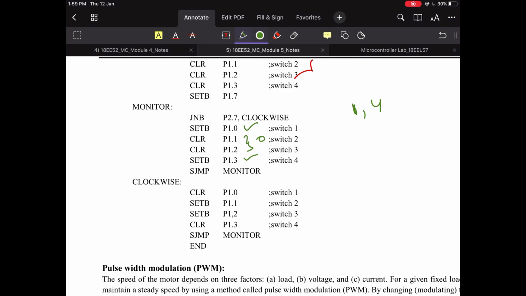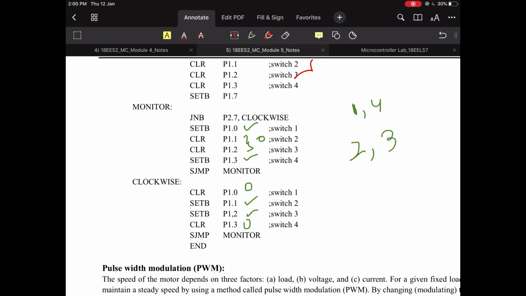If you want to rotate this motor in anti-clockwise direction, I should write 1 to switch 2 and 3. So switch 2 and 3 are written with 1s. The rest of the switches are off, so I am writing 0 to them. So the motor will rotate in anti-clockwise direction. Hope the bidirectional control is clear.